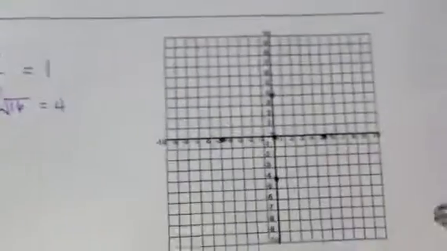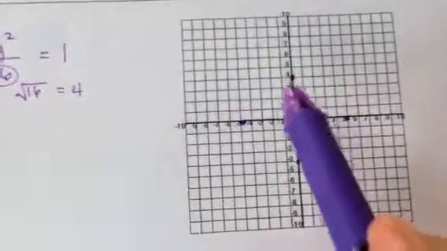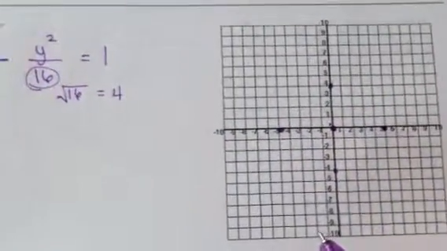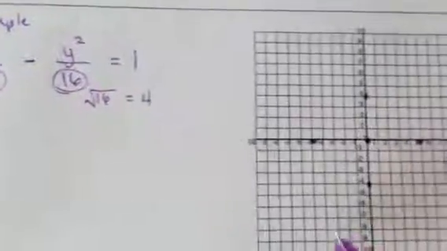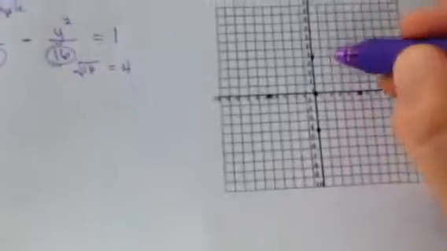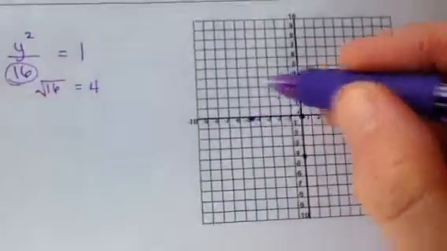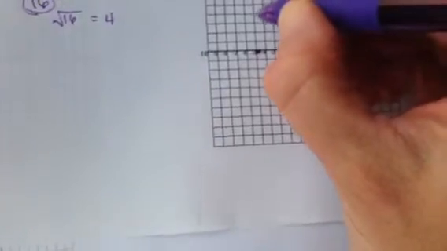Now, if this was an ellipse, I would be done. I would just connect a nice smooth curve through here, okay? But because it's a hyperbola, it's not any more difficult. It's just a little bit more time consuming. What you're going to do is using these 4 points, you're going to make a rectangle. So just start at one of them, and I'm going to kind of just dot out a little rectangle.